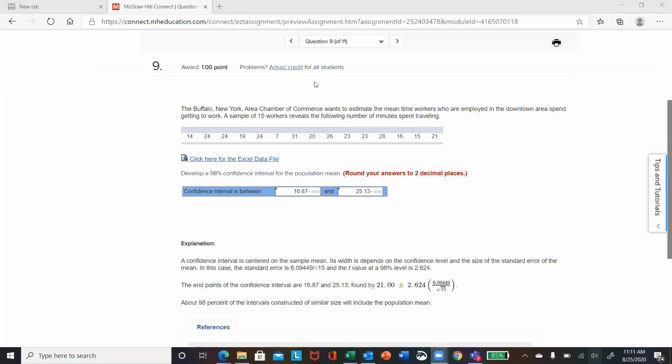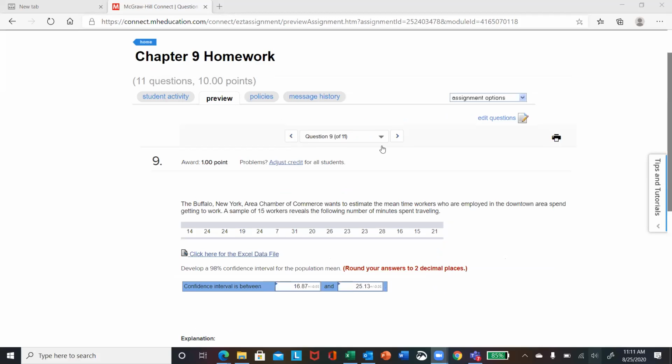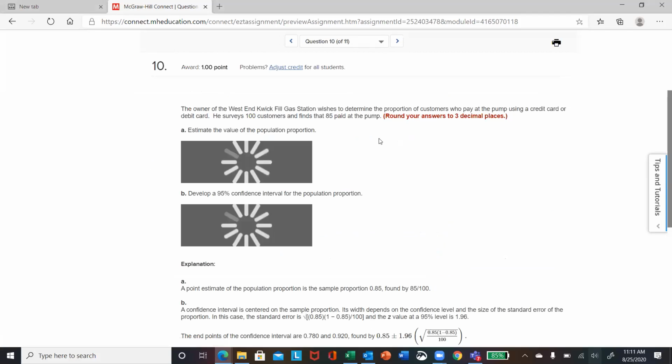So when I go back into the problem, let me just show you this. You can see at the bottom here, they're showing you that 6.09449. I don't know why they took it out that many decimals, but in any case, here's your t-value, and hopefully you can then come up with your confidence interval. All right, so that's my comments on 19. We've got two more to look at.